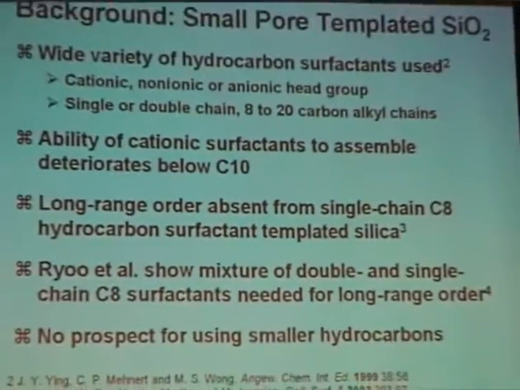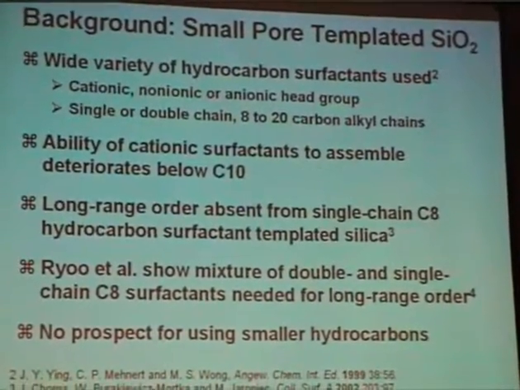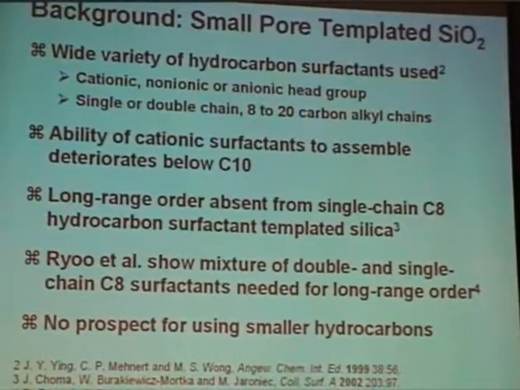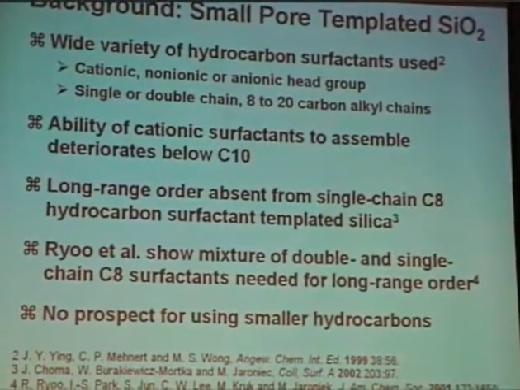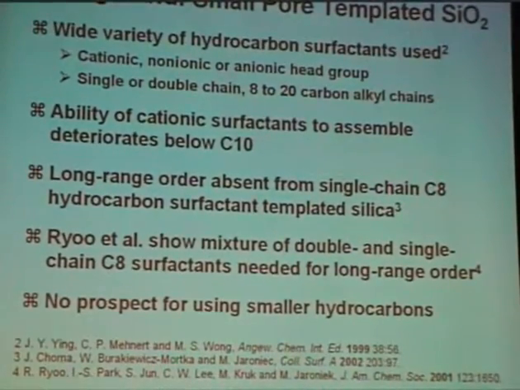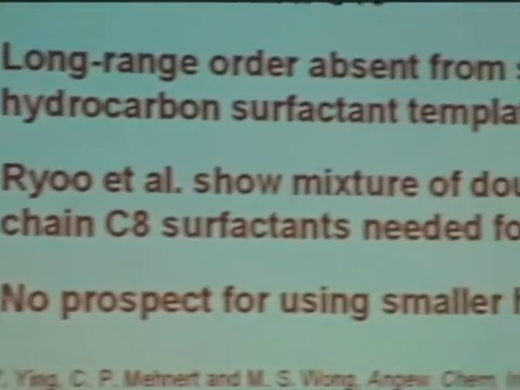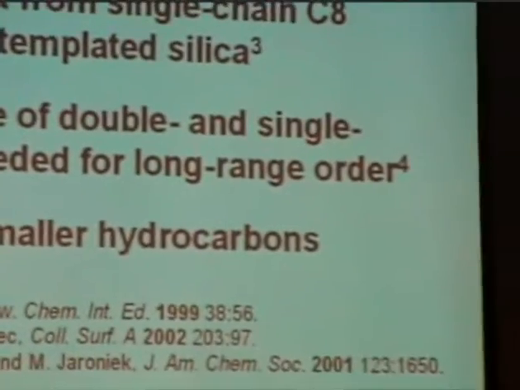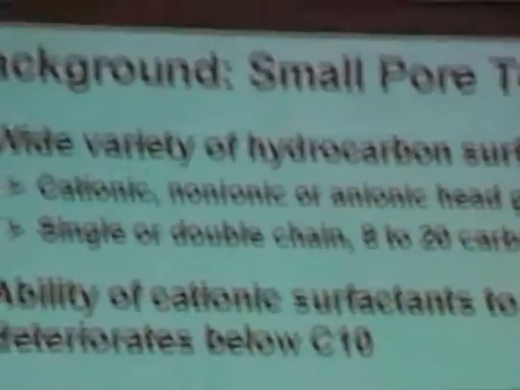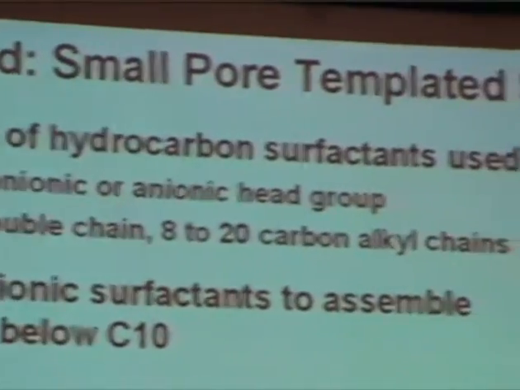Now getting into the work that we're actually trying to do, what we're trying to do with this is a new project. We've been doing it for about 9 months. What people have done in making these materials is to try to use hydrocarbon surfactants, different types of surfactants, to control the pore size and structure in the silica materials. So they've tried all sorts of hydrocarbon surfactants, cationic, non-ionic, and anionic surfactants. That's basically all the varieties that you could try.